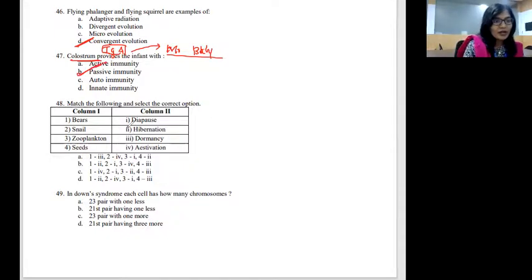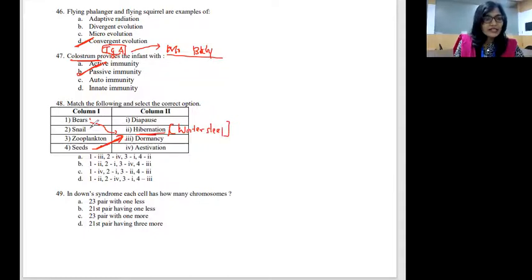Okay, next, 48. Bears, snails, zooplanktons, and seeds are given. Usually seeds, when they are inactive, we call it dormancy. And bears experience very cold conditions. At that time, they go in for hibernation, which is very important. They go to caves and protect themselves, and they have winter sleep, to protect themselves from extreme conditions.